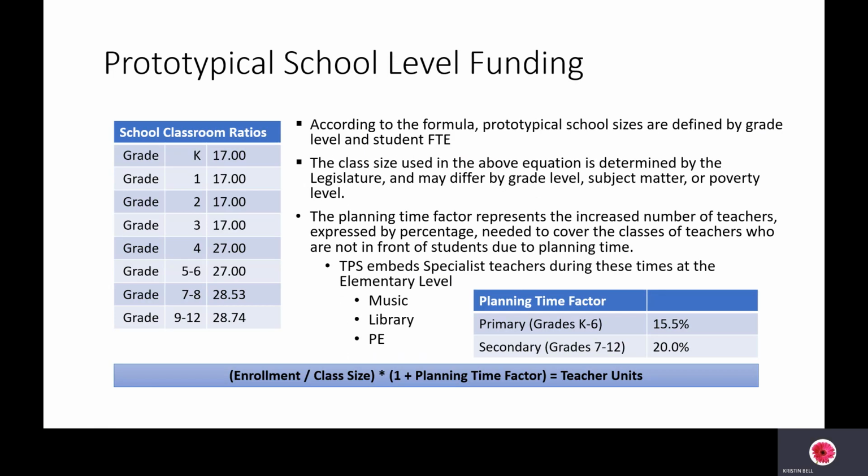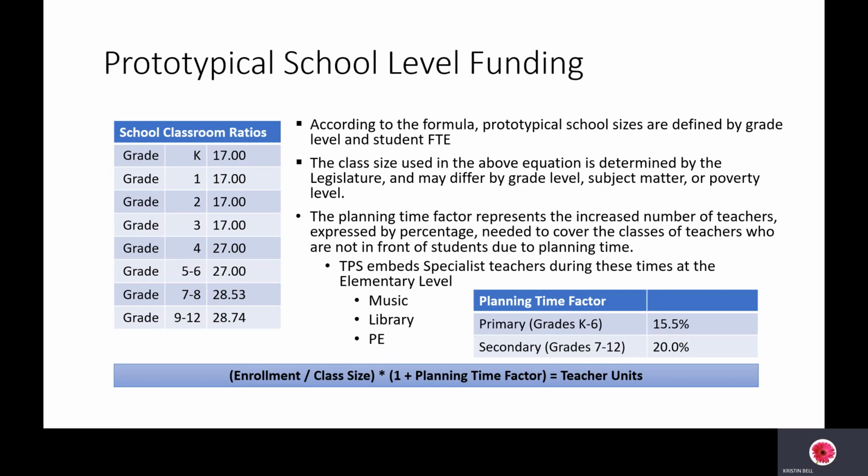Okay, so here is a little bit of a busy slide, but what I want to show you is on the left-hand side there where it has school classroom ratios. Those class sizes are determined by the legislature. So they say your prototypical model is going to fund based on 17 students per classroom, one teacher unit per 17 kindergartners, for example, and so forth, and it goes down through the grades.